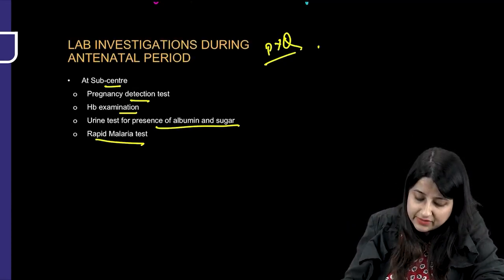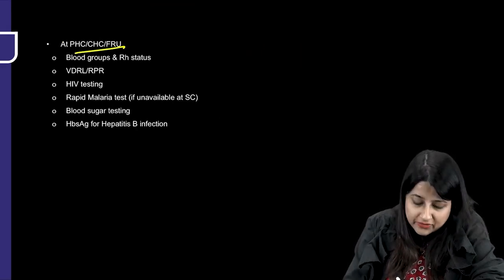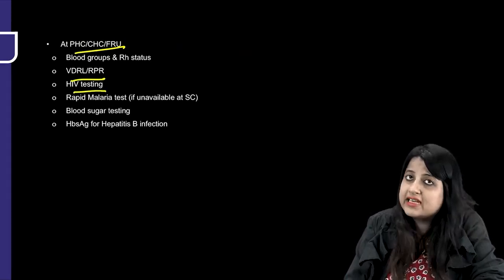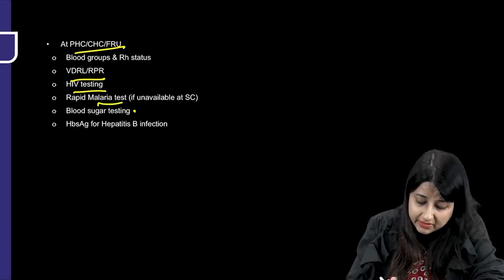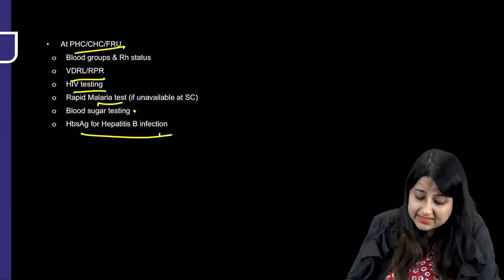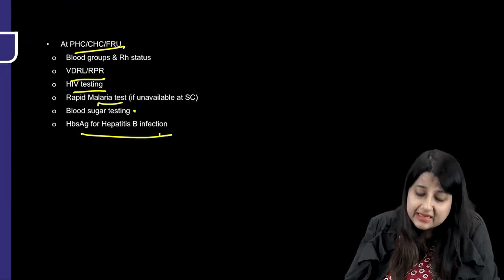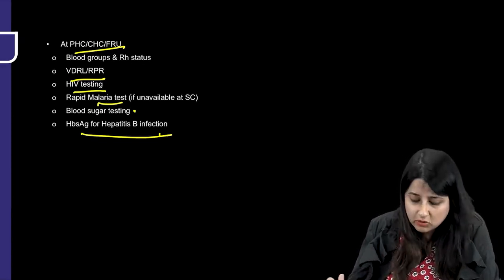See, at sub-center we are doing hemoglobin, but blood grouping RH, PHC, CHC, or first referral units, VDRL for syphilis, HIV testing. Don't say HIV testing in sub-center. The rest of the tests at PHC. Rapid malaria test if unavailable at sub-center. Blood sugar testing we are not doing at sub-center, at PHCs, and HBsAg. So other than hemoglobin, all the basic tests offered in pregnancy, VDRL, HIV, HBsAg, are being done from PHC level onwards.